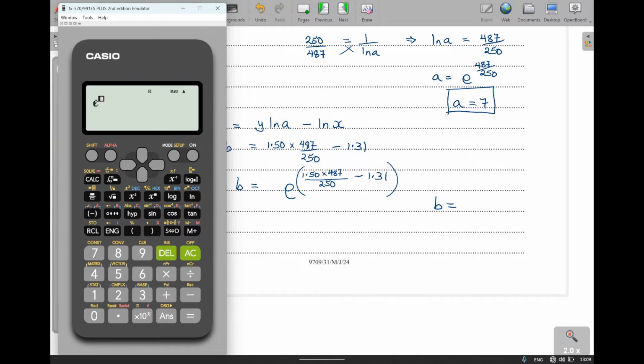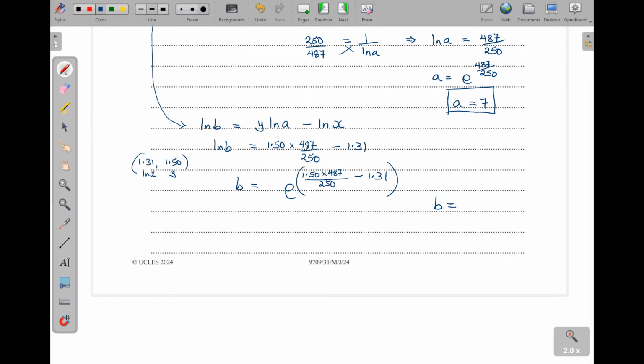Shift, then natural log, the e comes, and then we are going to have the whole of this there, 1.5 times 487 out of 250, then we can subtract 1.31, then we close the brackets. So that one will give us a 5, because to the nearest integer, it has to be a 5. So b is equal to 5.